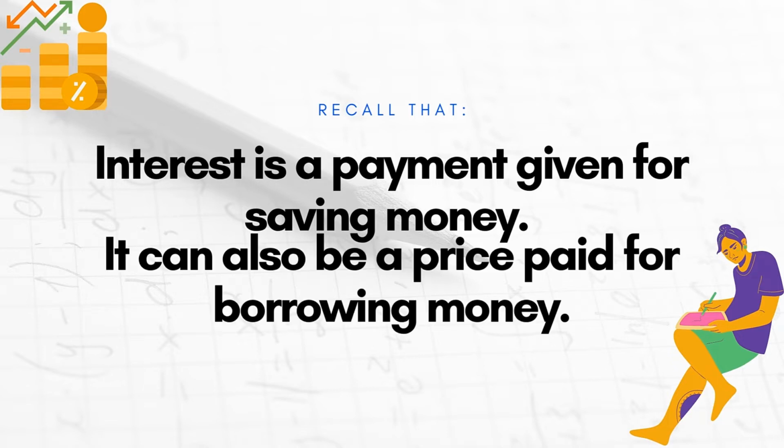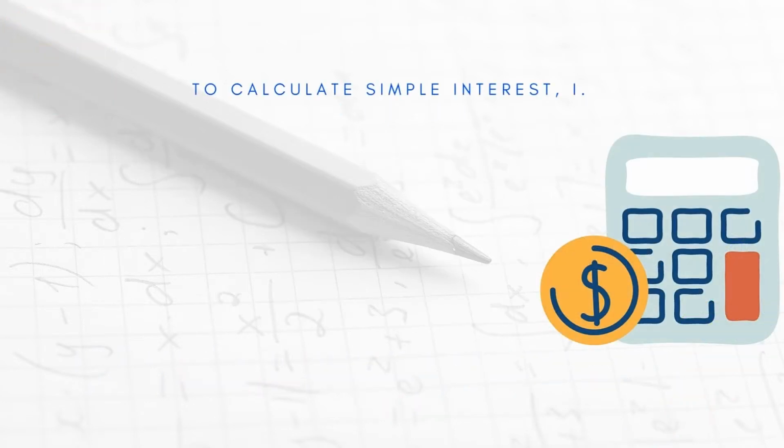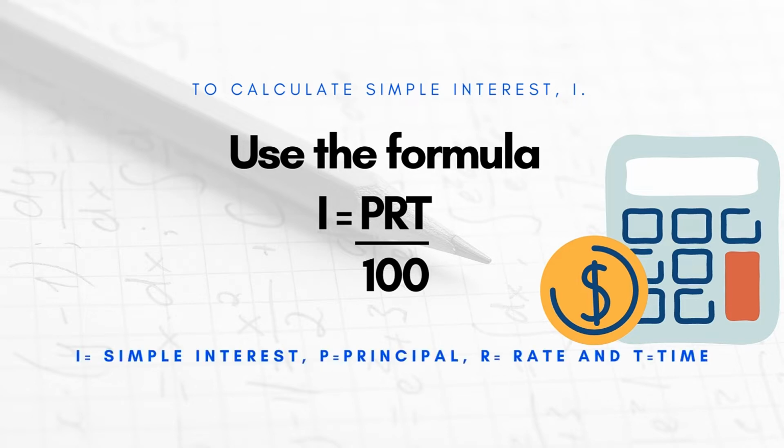Now, you should recall that interest is a payment given for saving money. It can also be a price paid for borrowing money. When interest is calculated on the basic sum of money saved or borrowed, it is referred to as simple interest. To calculate simple interest, you use the formula I equals PRT over 100. In this regard, I is the simple interest, P is the principal, R is the rate, and T is the time taken.